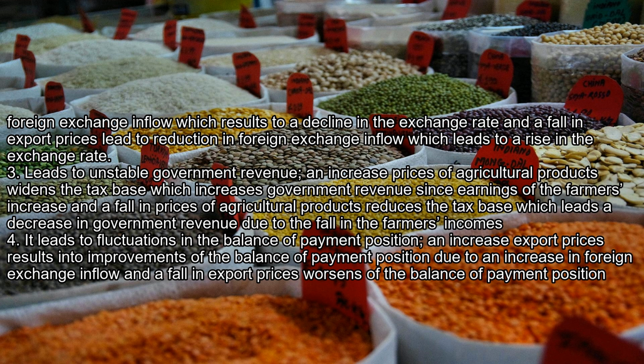3. Leads to unstable government revenue. An increase in prices of agricultural products widens the tax base, which increases government revenue since earnings of the farmers increase, and a fall in prices of agricultural products reduces the tax base, which leads to a decrease in government revenue due to the fall in the farmers' incomes.